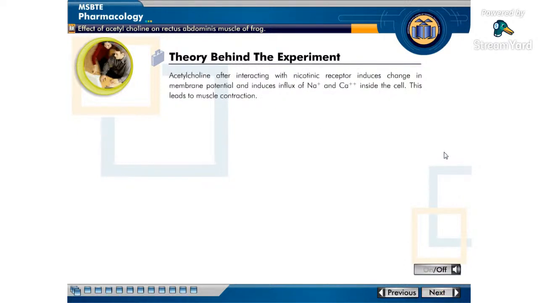Acetylcholine, after interacting with the nicotinic receptor, induces change in membrane potential and induces influx of sodium ions and calcium ions inside the cell. This leads to muscle contraction.